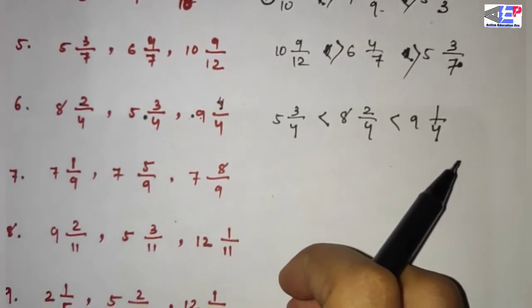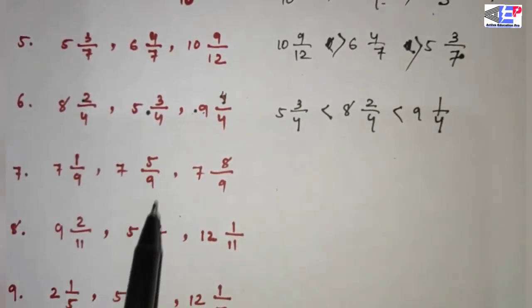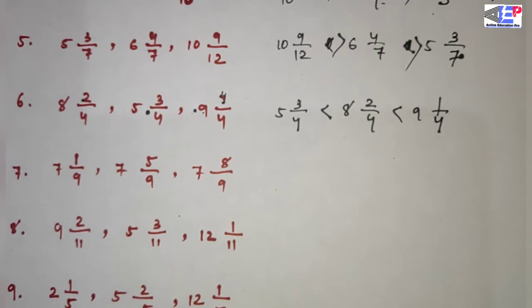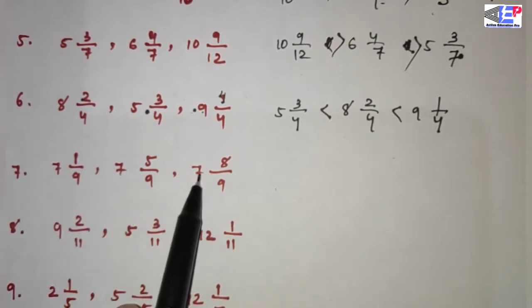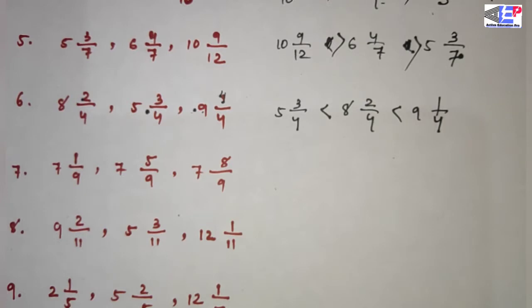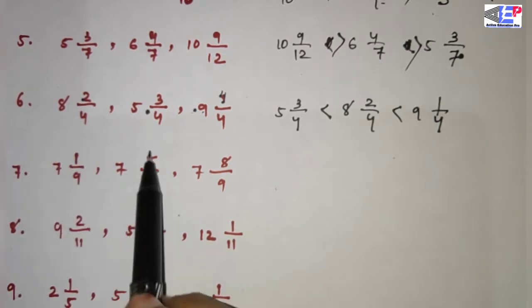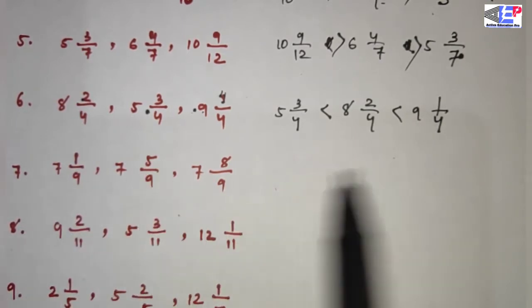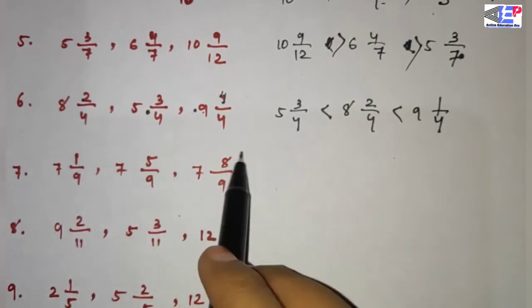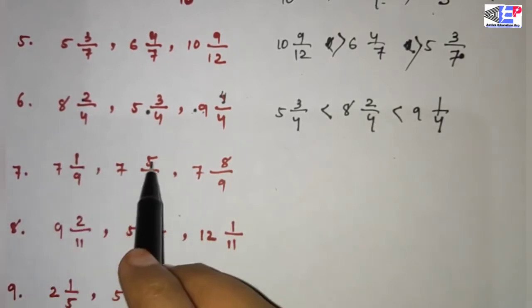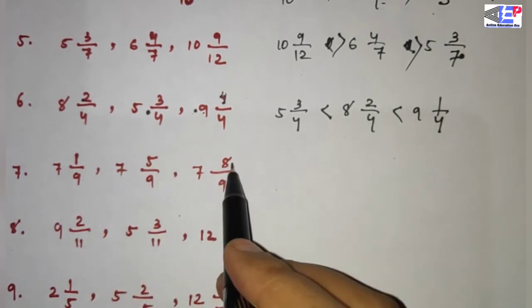Then question number 7: 7 1 by 9, 7 5 by 9, and 7 8 by 9. These three fractions are an exceptional case. They are mixed fractions having the same whole number part, 7. So if you get the same whole number part, then look at whether the fractional parts are like fractions or unlike fractions. These are like fractions having the same denominator 9, so it is very easy to compare according to their numerators. Here 1 is the smallest, 5 is the second, and 8 is the highest value.